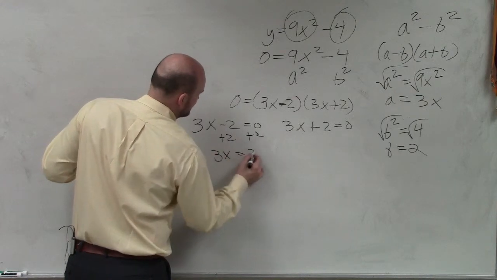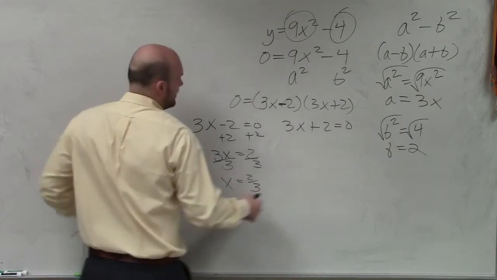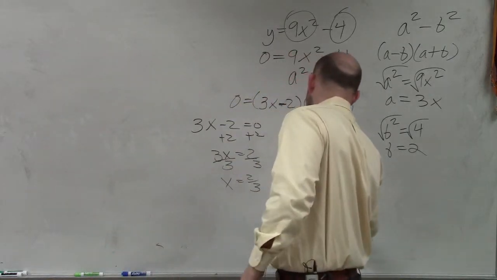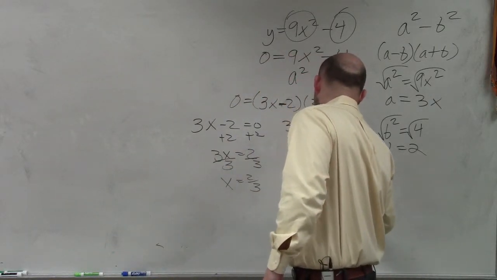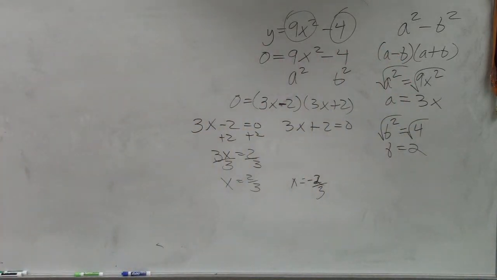So I have 3x equals 2, divide by 3, x equals 2/3. And if you guys are going to solve this one, x equals negative 2/3. So what's nice about the difference of two squares is once you guys have completed your homework, you'll notice that there's a very good pattern going on here.